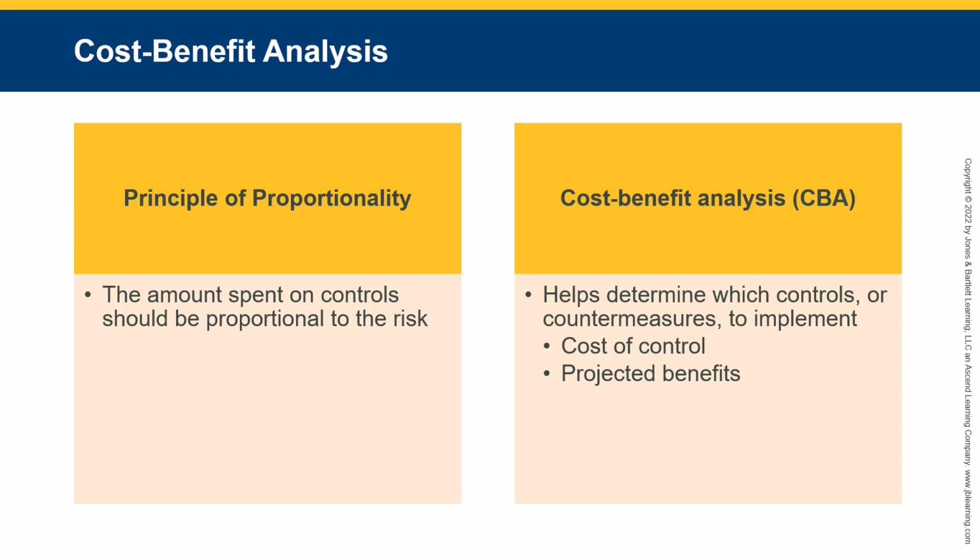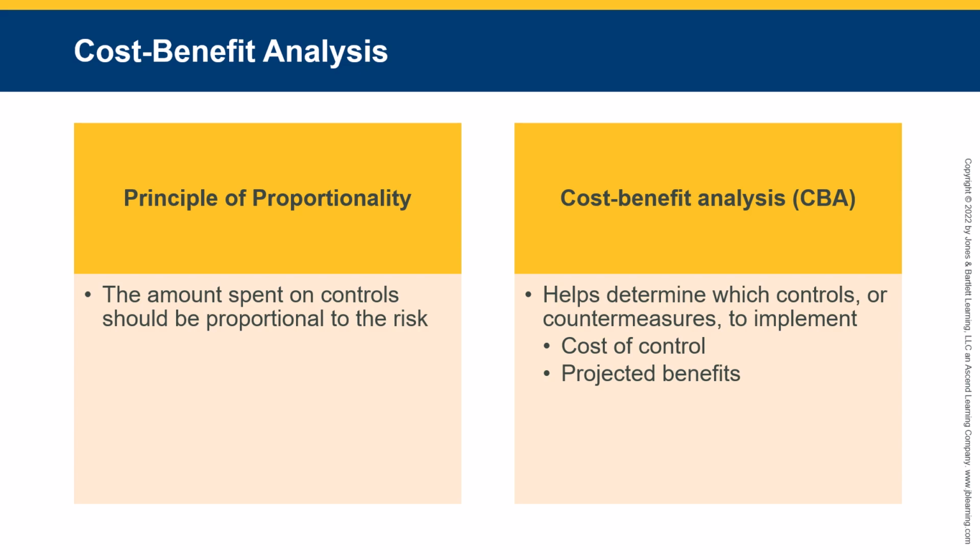Why? Because, again, the business has to function. There's not an unlimited amount of money, so there has to be some form of cost-benefit analysis that proves that the control is appropriate. So we have the principle of proportionality, and we have a cost-benefit analysis. Basically, the principle of proportionality states the amount spent on a control should be proportional to the risk. So if the risk is high, you can spend a little more. If the risk is low, then you don't pay for it. Or you lower what you're going to be spending.